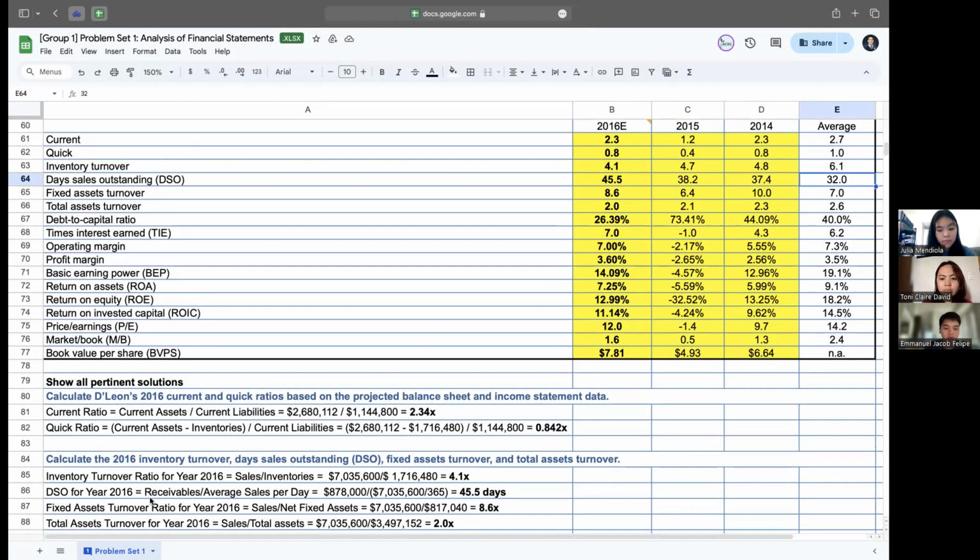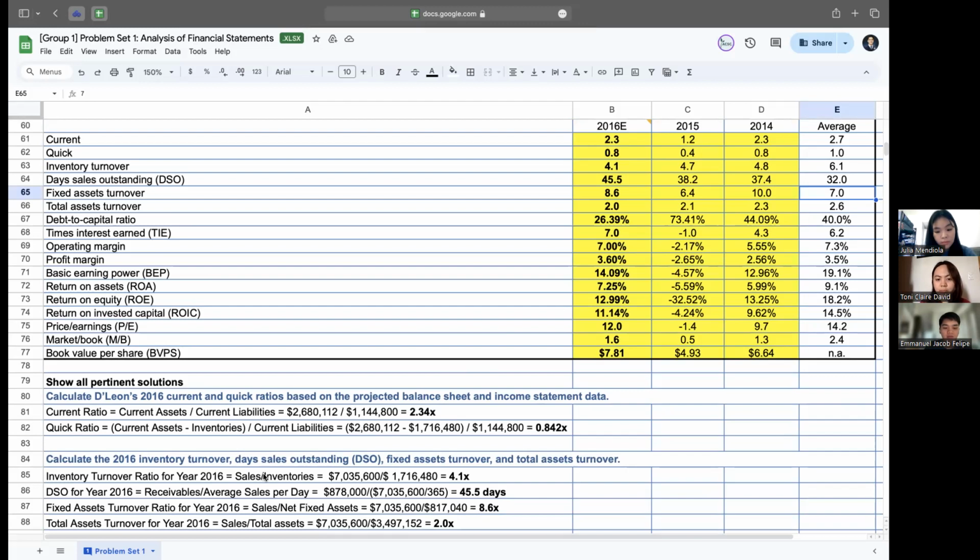And so moving on to the fixed assets turnover ratio, this can be computed by dividing sales by net fixed assets using the 2016 data. We arrive at 7,035,600 divided by 817,040, which is approximately equal to 8.6. So given that the industry average is about 7, this would show that the company's fixed asset turnover ratio is higher and would mean that the company uses their fixed assets more than those in the same industry.